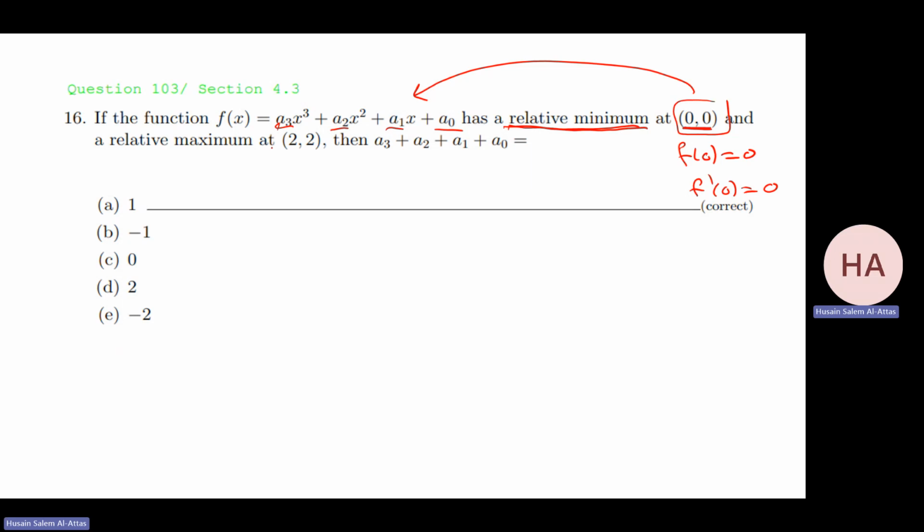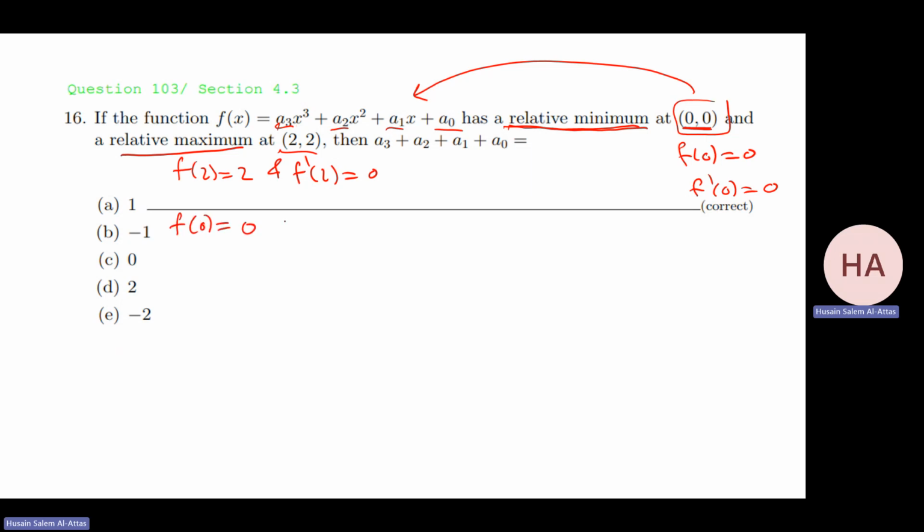Okay, this one, the same thing. I have f at 2 equals 2, and f prime at 2 equals 0, since I have a relative maximum. We know that if I have a relative minimum or relative maximum, then f prime at c equals 0. So I have 4 different conditions, and I have 4 unknowns. Let us try to find them.